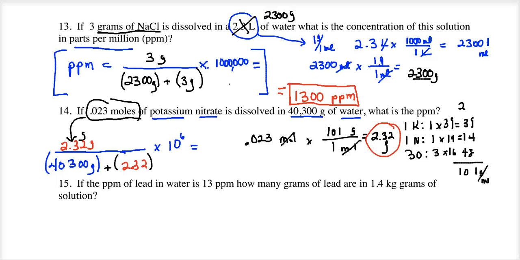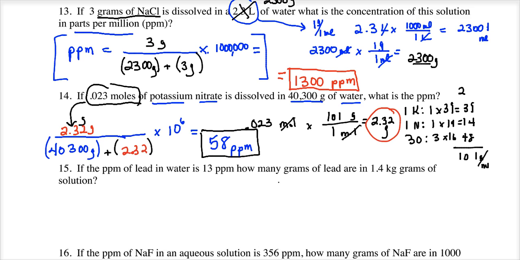And then I'm going to times it by 10 to the 6th, a million, 6 zeros, and I get a value of 58, rounded to 2 significant figures since I started with 2 here, 58 ppm. That is my answer. 58 parts per million. So out of a million pieces, 58 is potassium nitrate. Okay? So that's number 14.